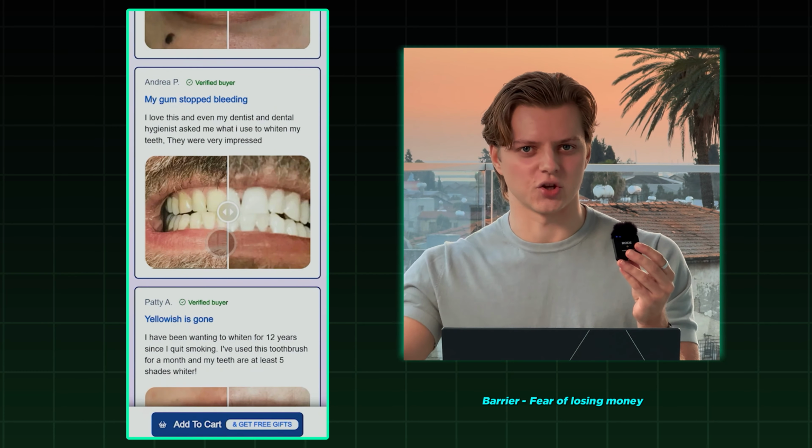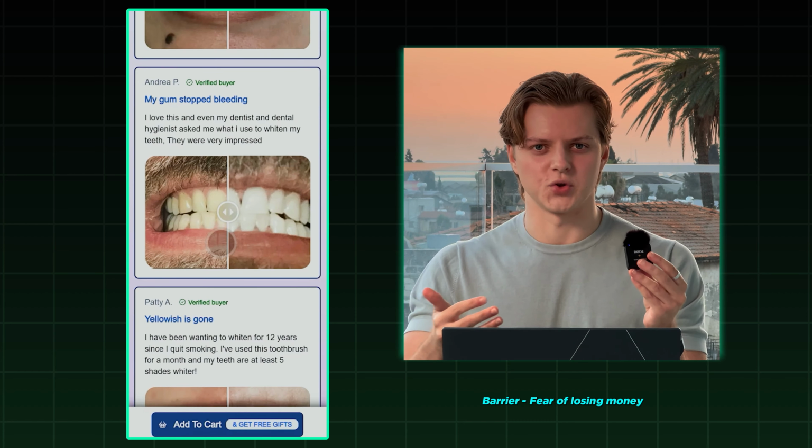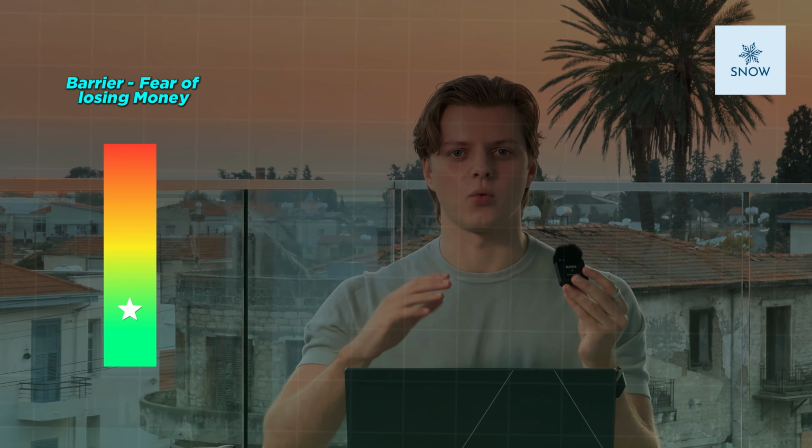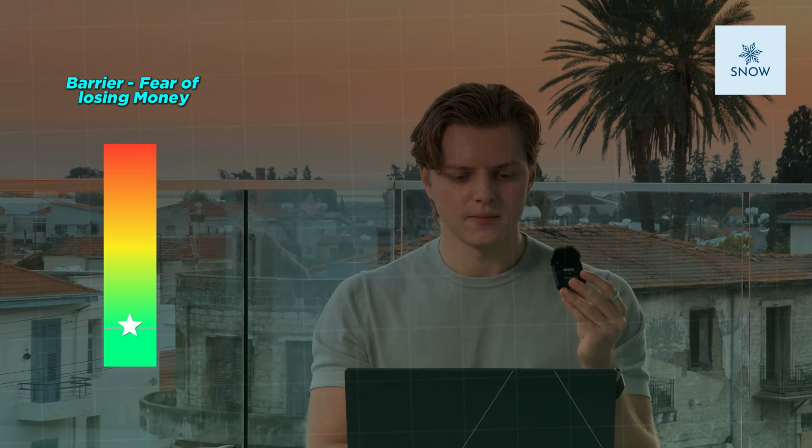Because if an illegitimate brand is saying get your money back, you still don't trust the guarantee. But as long as it's legitimate and big scale and they say this so clearly in the guarantee, then you feel like, okay, there's no way I'm losing my money here. For the fear of losing money barrier, I'm rating this S tier in how well they are able to remove that barrier. Moving on to the motivators, the fear of losing out on a good deal.